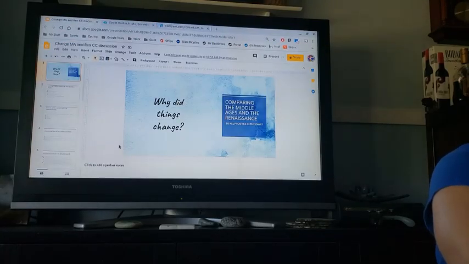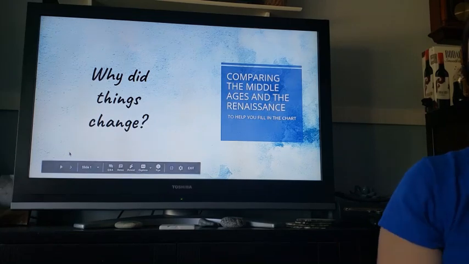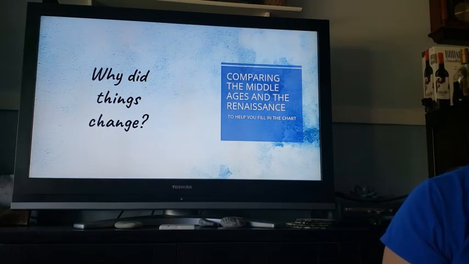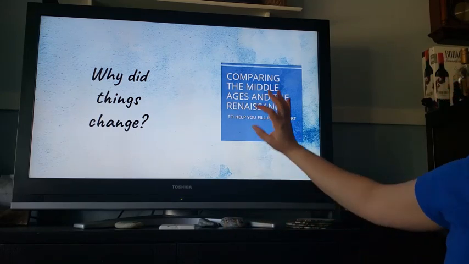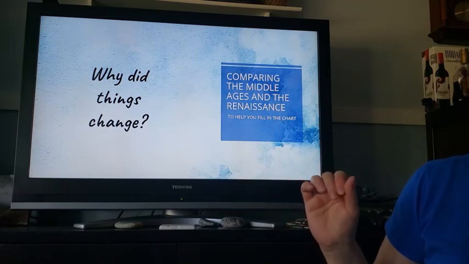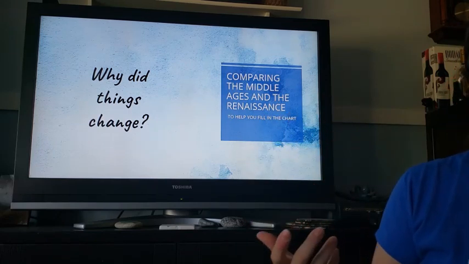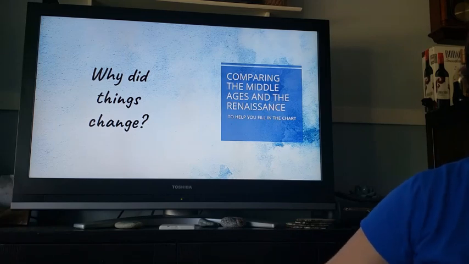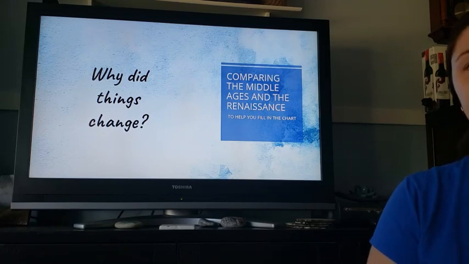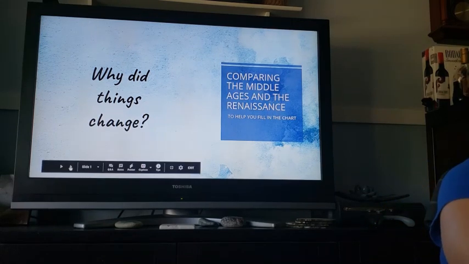Let us start with our presentation here. You don't need to take notes, but it is important to listen carefully and fill in the point form stuff that you can get into the chart. So we're comparing the Middle Ages and the Renaissance, and this, of course, will help you fill in the chart, but what I would want you to really start thinking about is, why did things change? What was the impetus for change? What was the catalyst for change? The thing that drove the idea forward that change was necessary. Make sense? So let's talk about that now.